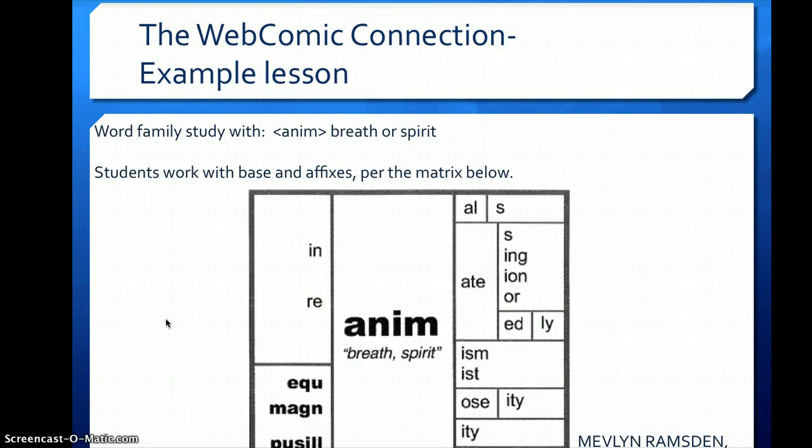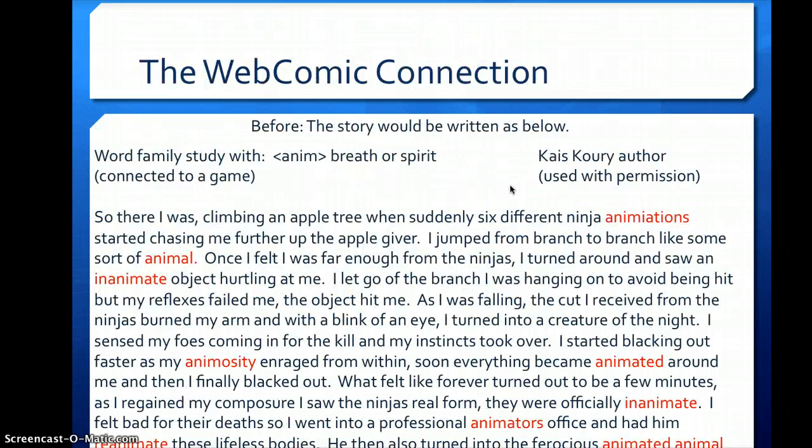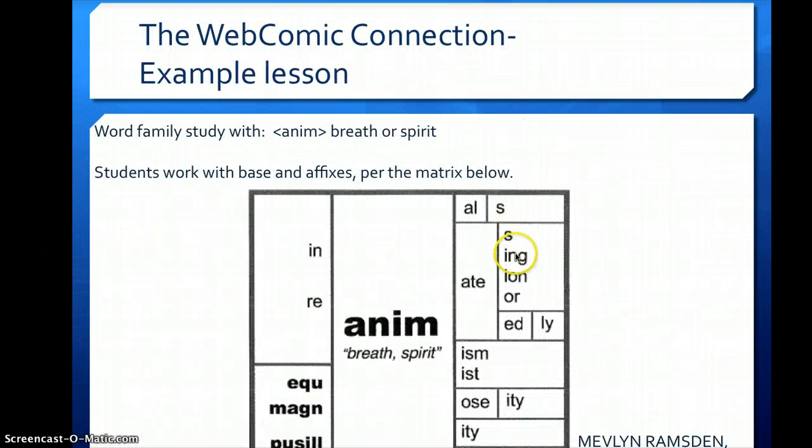So what this would look like is each word base here in the middle, A-N-I-M, means breath or spirit. These are provided by Melvin Ramsden, Real Spelling, and Spelling Toolbox 2. That reference is given at the end of this PowerPoint. How this works is very easily described in the base. We add affixes to it. The ones on the left are prefixes. The ones on the right are affixes.